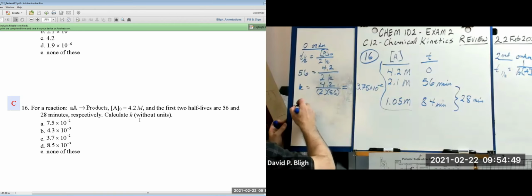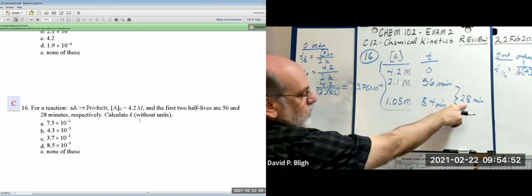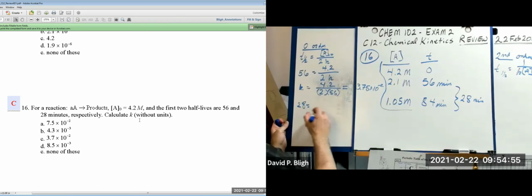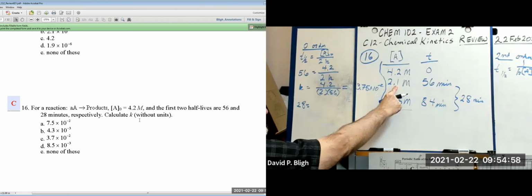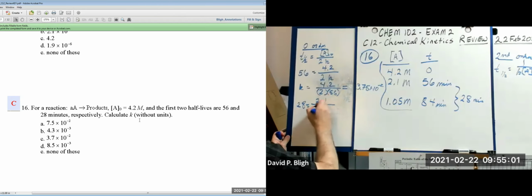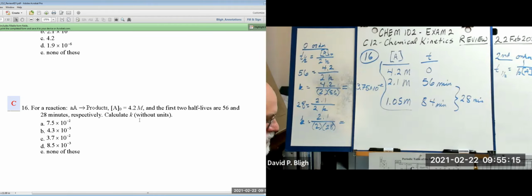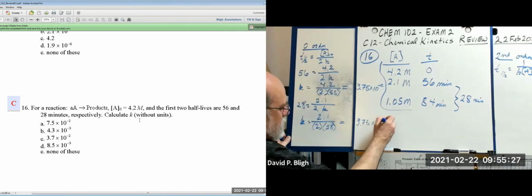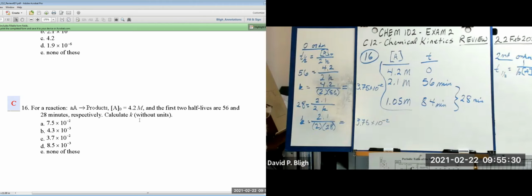Okay. All right, let's look at the other one. So the other one will be 28 minutes, and it's a different starting concentration, 2.1 over 2K. So K is equal to 2.1 over 2 times 28. Let's see what that one is. 2.1, 2, divided by 28. 3.75 times 10 to the minus 2. Those K's are equal.